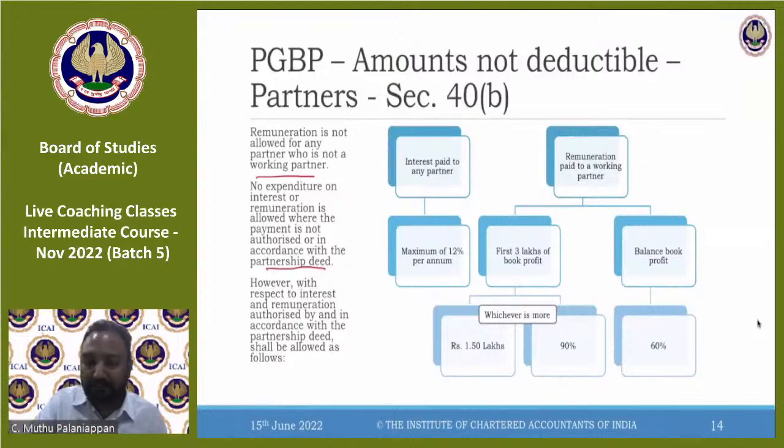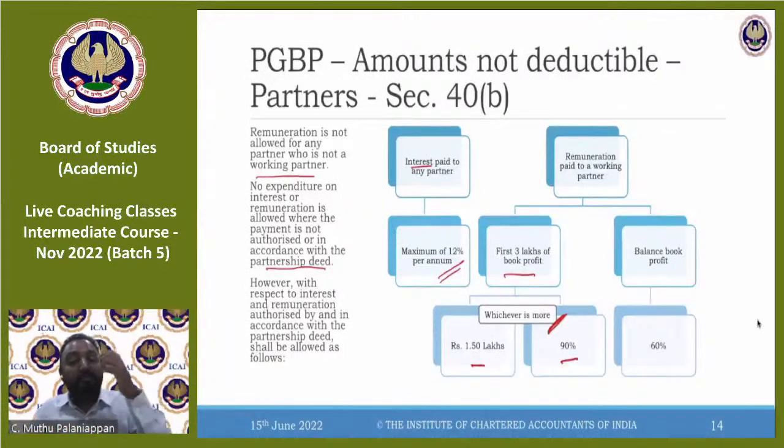As far as interest goes, a maximum of 12% per annum is allowed. Remuneration paid to a working partner: for the first 3 lakh of book profit, where book profit is before providing this remuneration, it is 1.5 lakhs or 90% of book profit, whichever is higher.